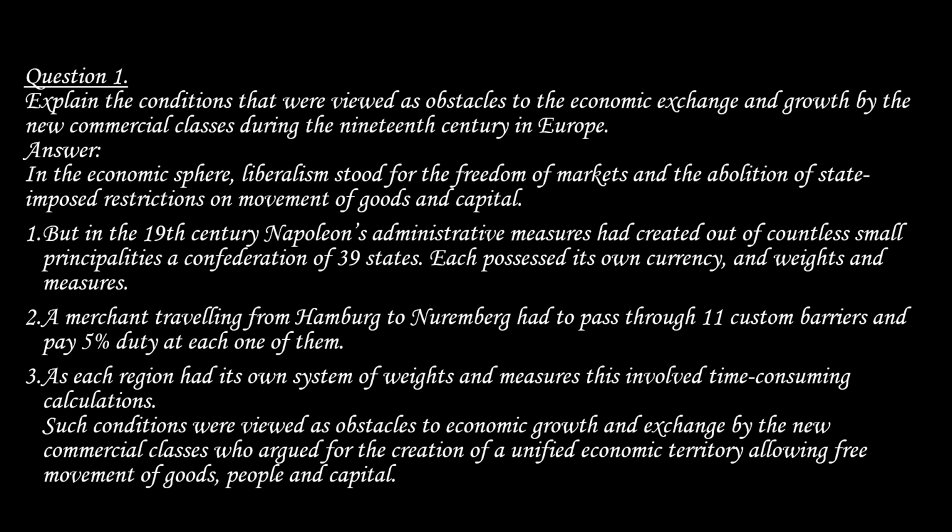Second point, a merchant traveling from Hamburg to Nuremberg had to pass through 11 custom barriers and pay 5% duty at each one of them. Third point, as each region had its own system of weights and measures, this involved time-consuming calculations. Such conditions were viewed as obstacles to economic growth and exchange by the new commercial classes, who argued for the creation of a unified economic territory, allowing free movements of goods, people, and capital. These 3 are considered as obstacles.